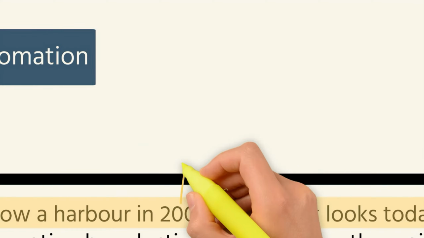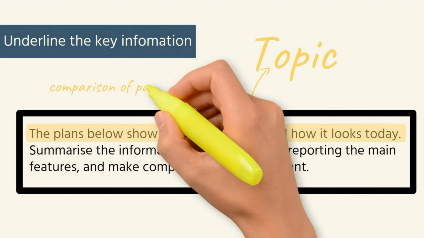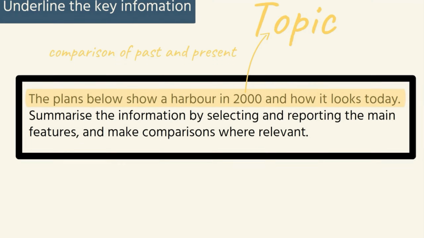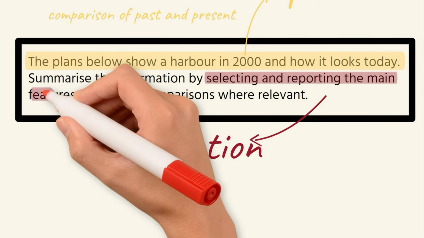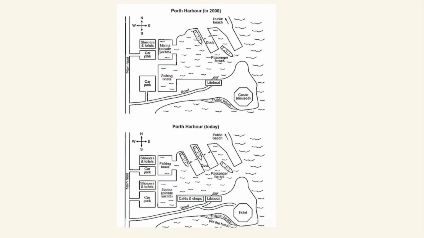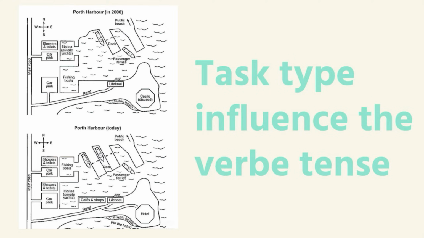So, the topic is the comparison of the harbor in the past and present. Then the instruction. Focus on selecting, reporting, and comparing the main features. Last, task type. The task type influences the verb tense, which leads us to the next step. But before that, I have a tip for you.